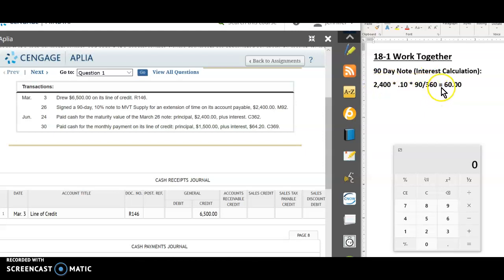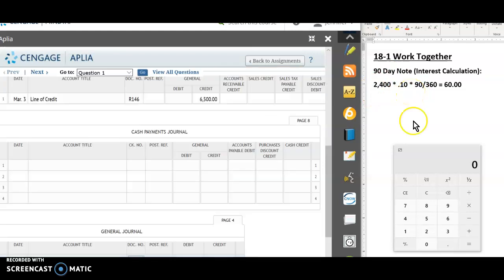Okay, so when you put this into your calculator, you can do that all at once. 2,400 times 0.1 times 90 divided by 360. Okay, you don't have to do separate calculations. Just do the whole thing, $60.